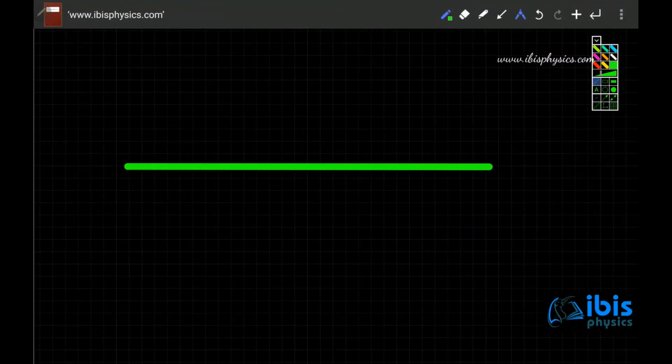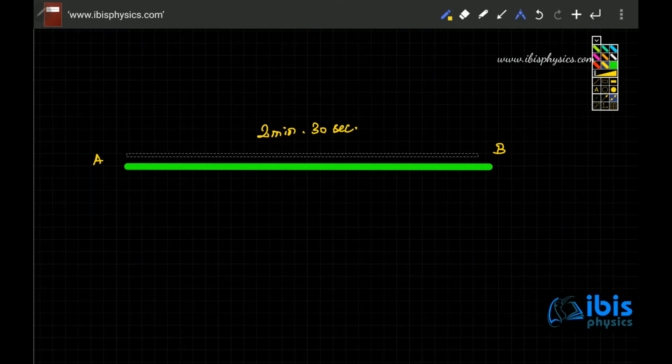It's a straight road of 300-meter length, and Joseph walks from A to B in 2 minutes 30 seconds. So in 2 minutes 30 seconds, he crossed a road, say the distance between point A and B is 300 meters. So he covered 300 meters in 2 minutes 30 seconds.